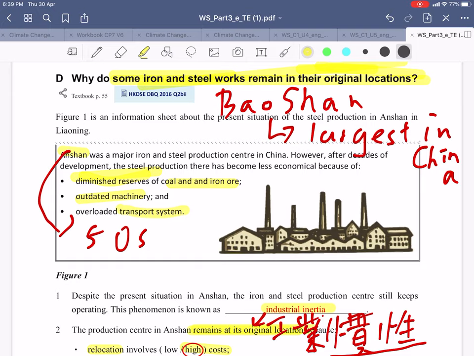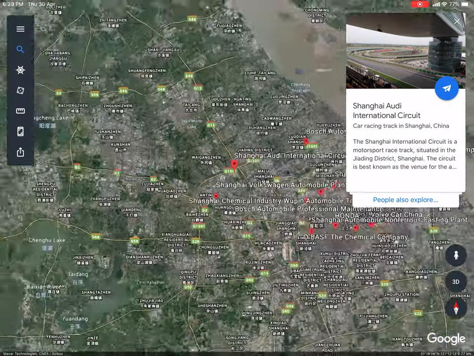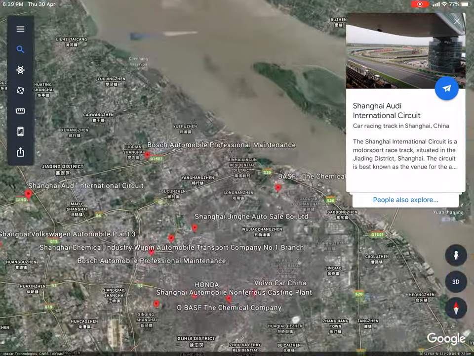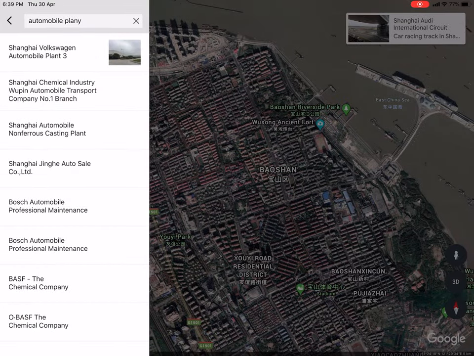Just like Baoshan in Shanghai, I've said it happened in 1980, right? But still, they are having steel production here. Let's see.